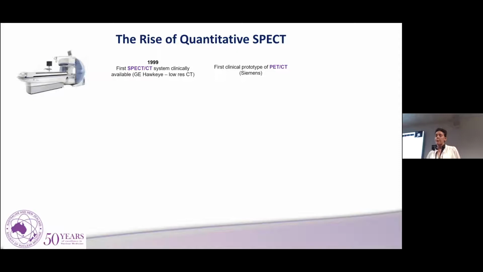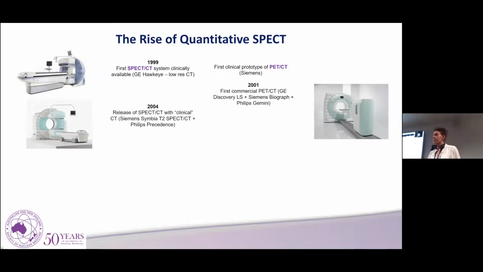In SPECT CT, we saw the introduction of the GE Hawkeye system, which, as most of you would be aware, had the notoriously low resolution CT component, and PET CT was brought into the system from Siemens with the first clinical prototype. Over the next few years, we saw some developments here. Certainly the CT component of SPECT CT systems moved towards a fully diagnostic component, and that was introduced by both the Siemens and Philips vendors, followed closely by GE. And PET CT moved towards a fully commercial system, and all three major vendors were on board with that.